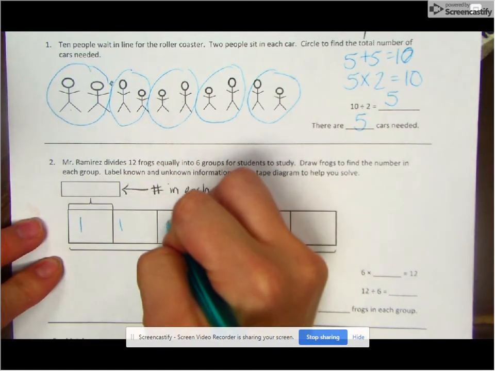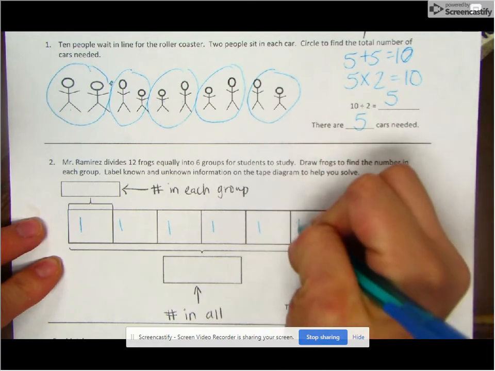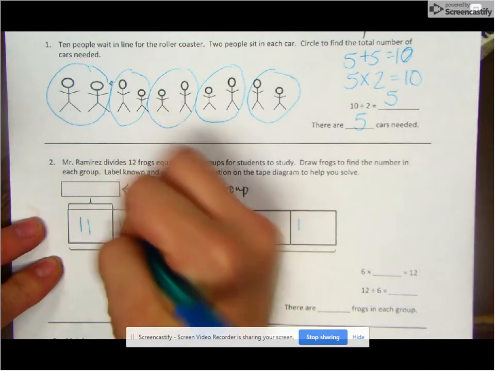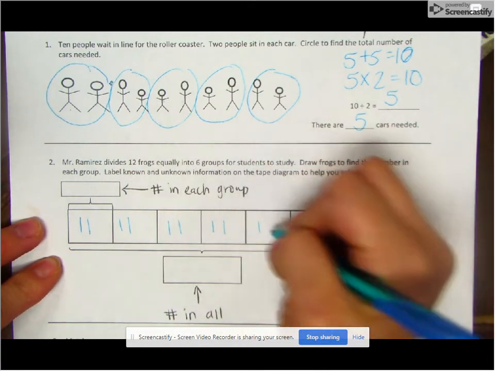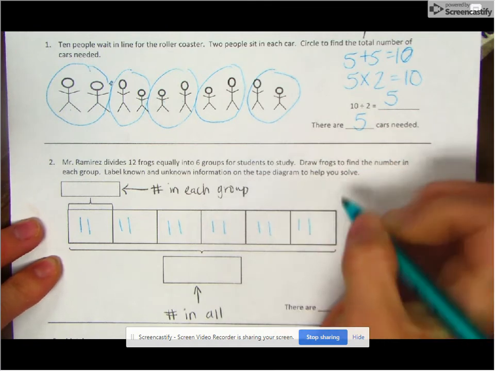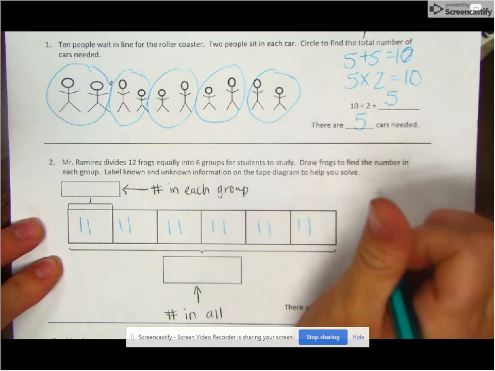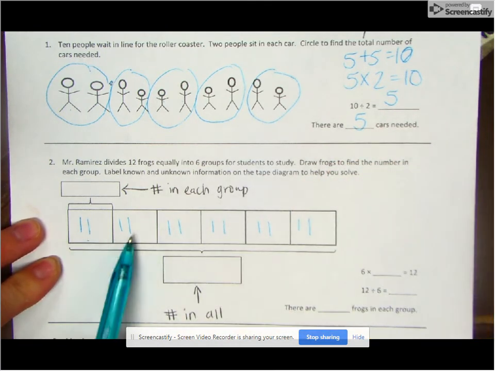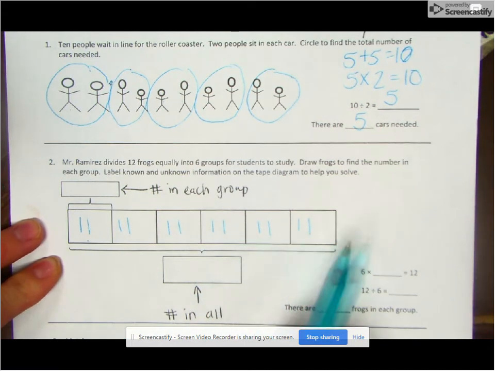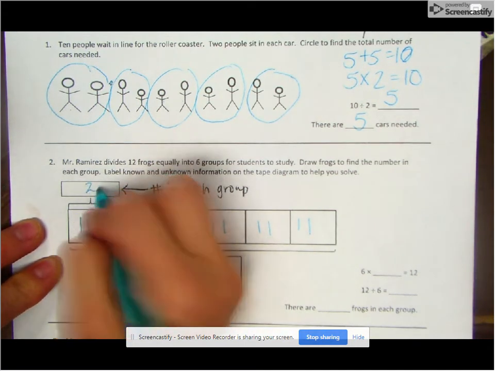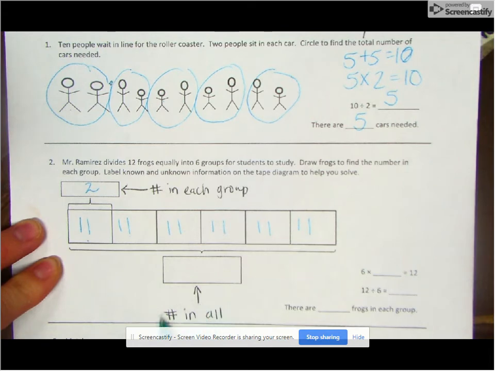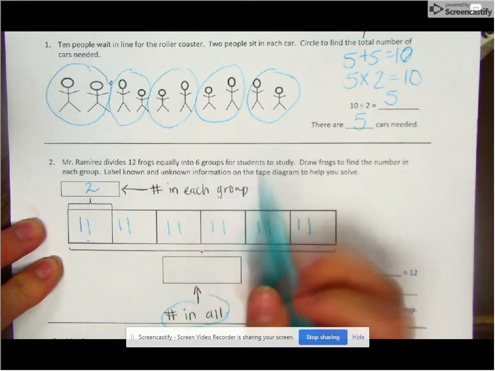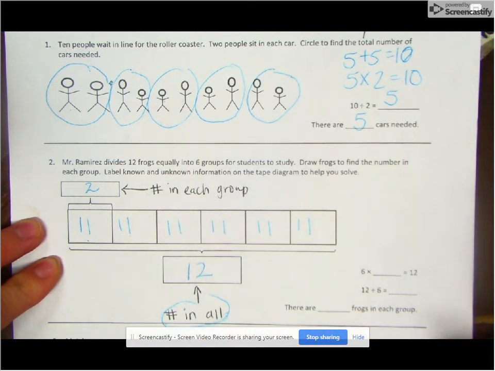1, 2, 3, 4, 5, 6. And start over. 7, 8, 9, 10, 11, 12. So we got rid of all 12 frogs. And they should go back and make sure that they have equal groups. So the number in each group is 2. But the number in all is that big number that we connected with, 12.